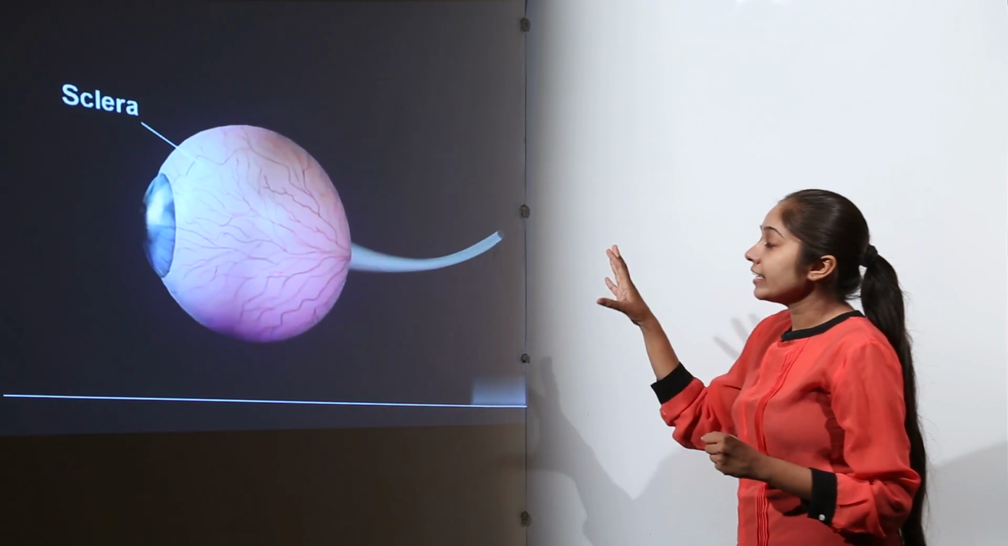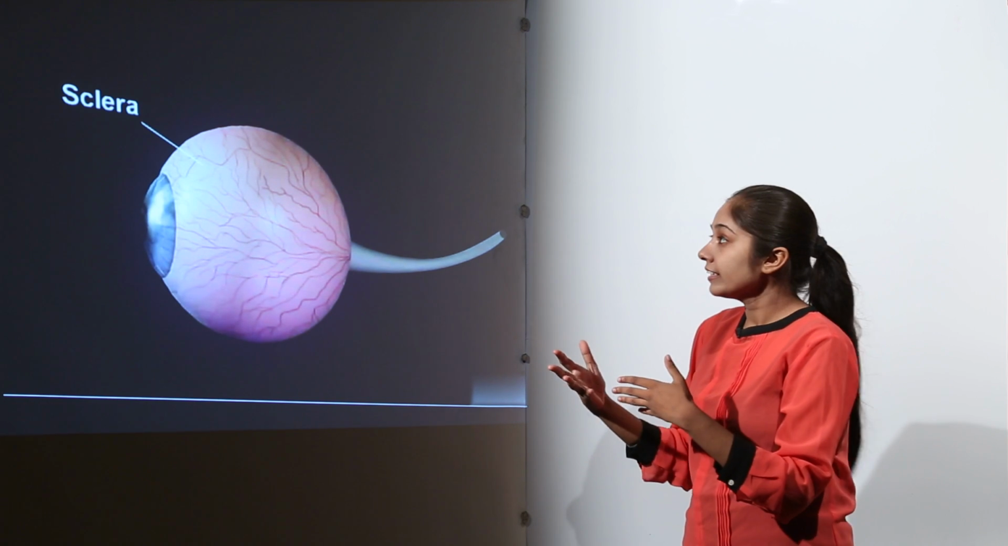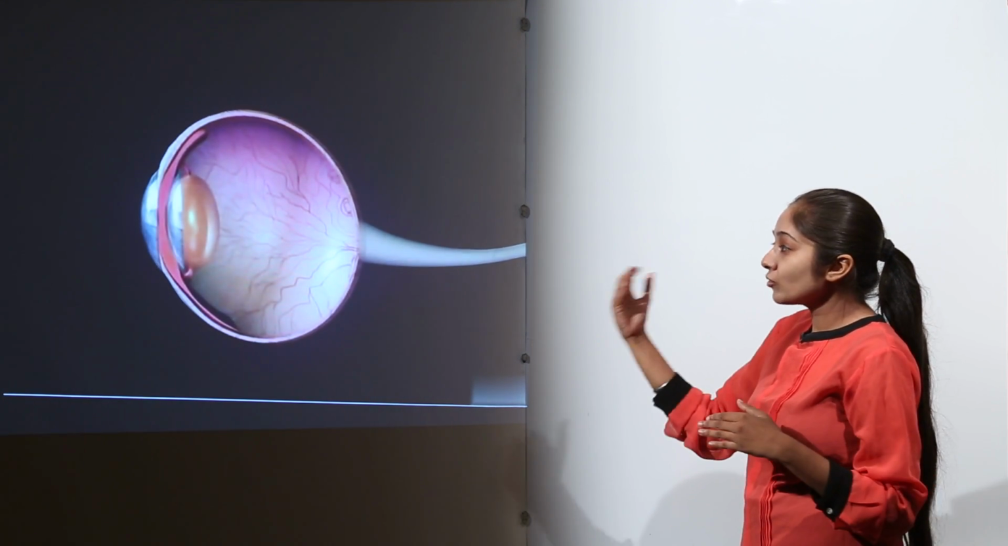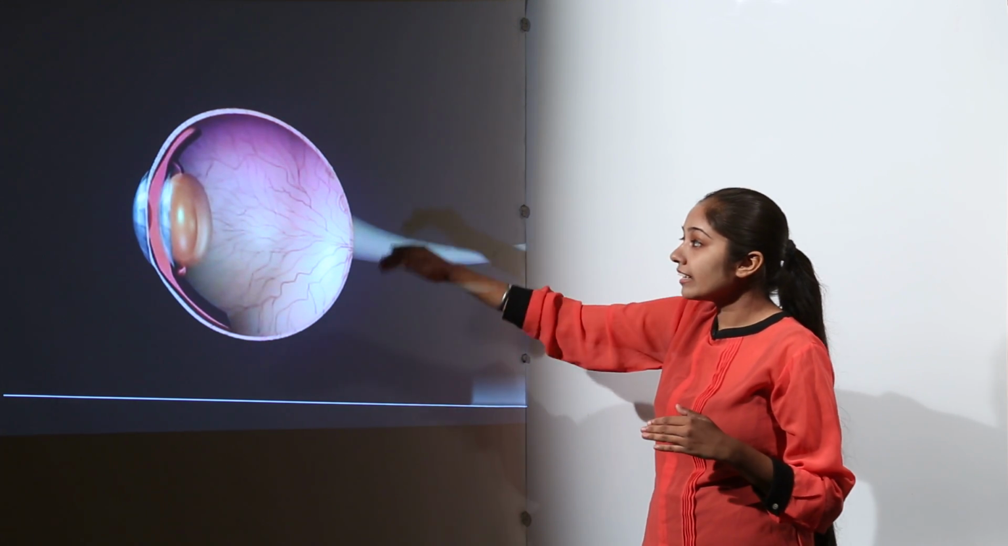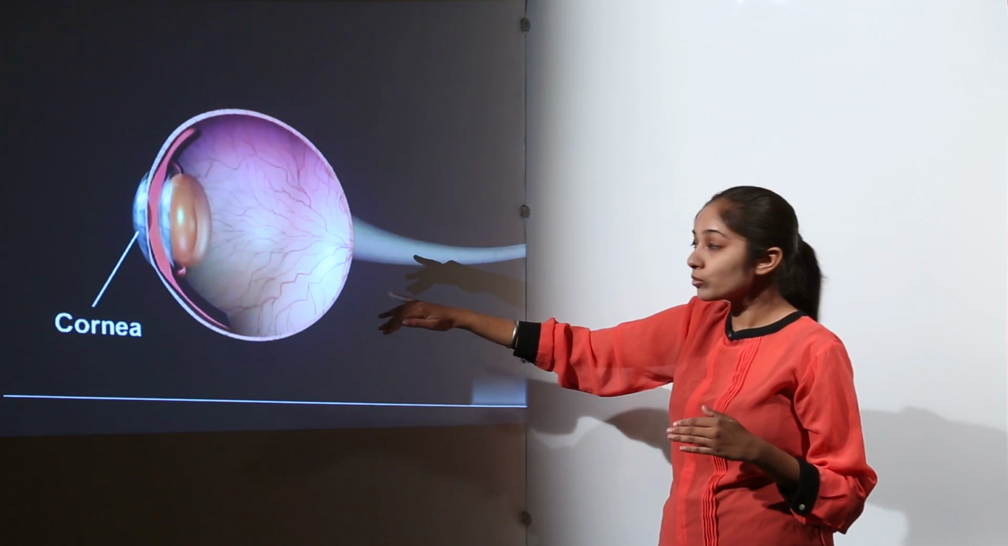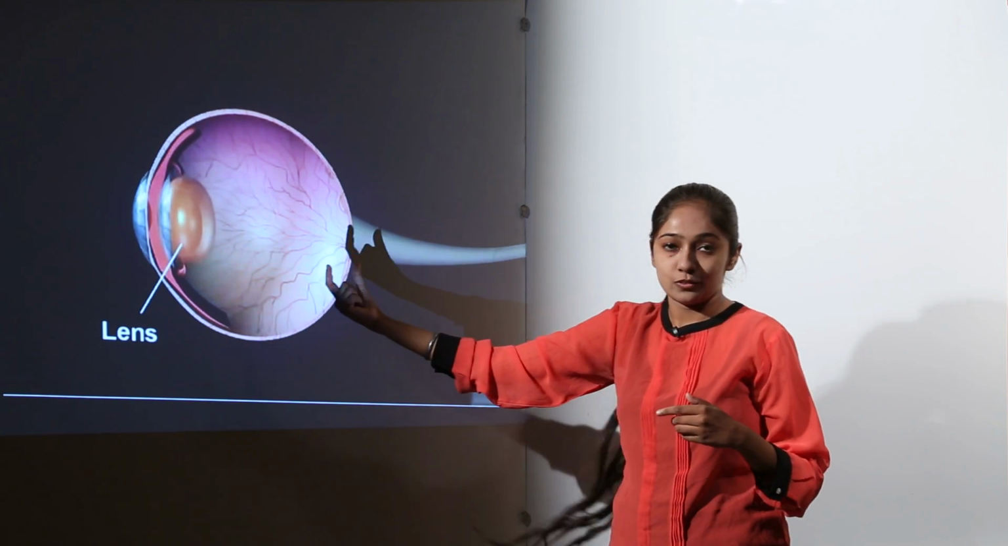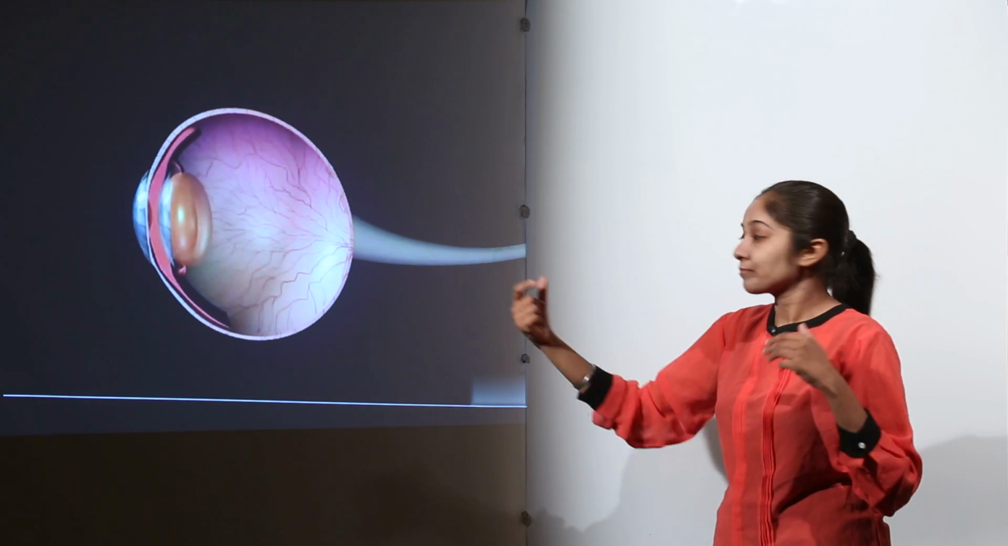If we see the layers of the eye, we have the sclera. The sclera is composed of the cornea, the transparent layer on the outer side. Then there is the eye lens, a very important part of your eye.